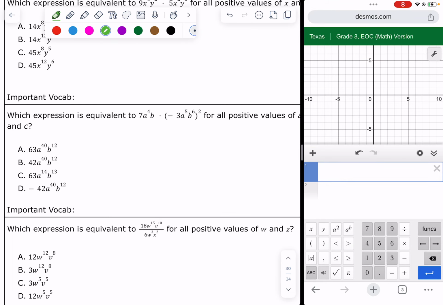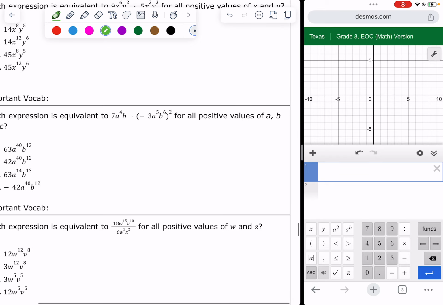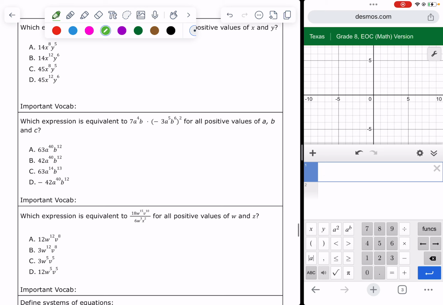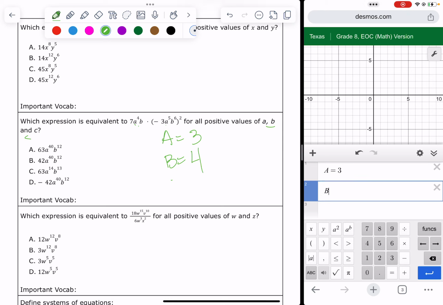Which expression is equivalent to 7a4b times all of this? So I have A, and I have B, and it says I have C, but I think I made a mistake. So we'll just do A and B. So we don't have any C. So A equals 3, B equals 4. So in my Desmos, A equals 3, B equals 4.